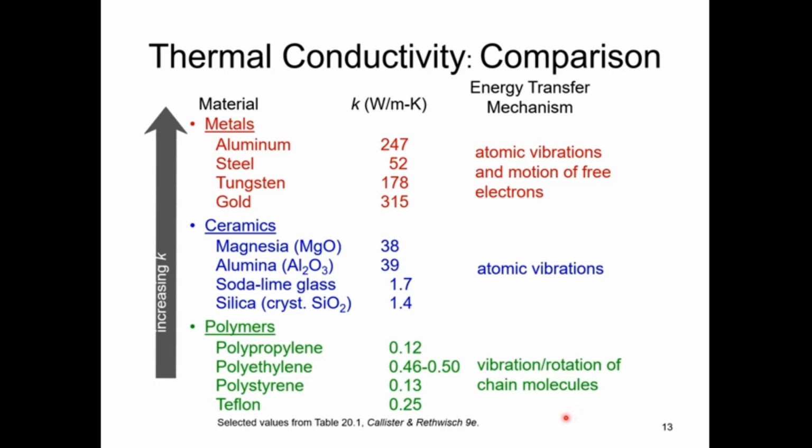We know polymers are connected to each other by long chains. The magnitude of the thermal conductivity depends on the degree of crystallinity. If the polymer is highly crystalline with an ordered structure, it will have a higher thermal conductivity than an amorphous polymer. That's why polymers are often used as thermal insulators, because they have a low thermal conductivity value.